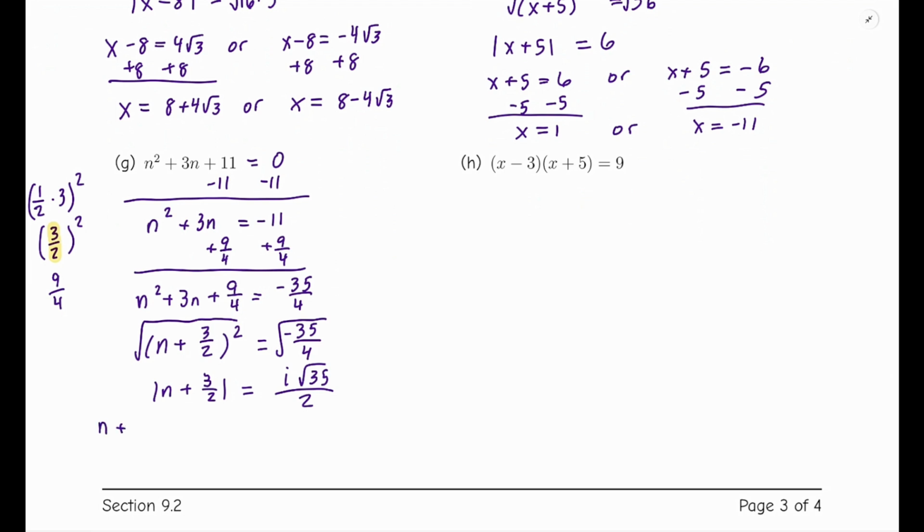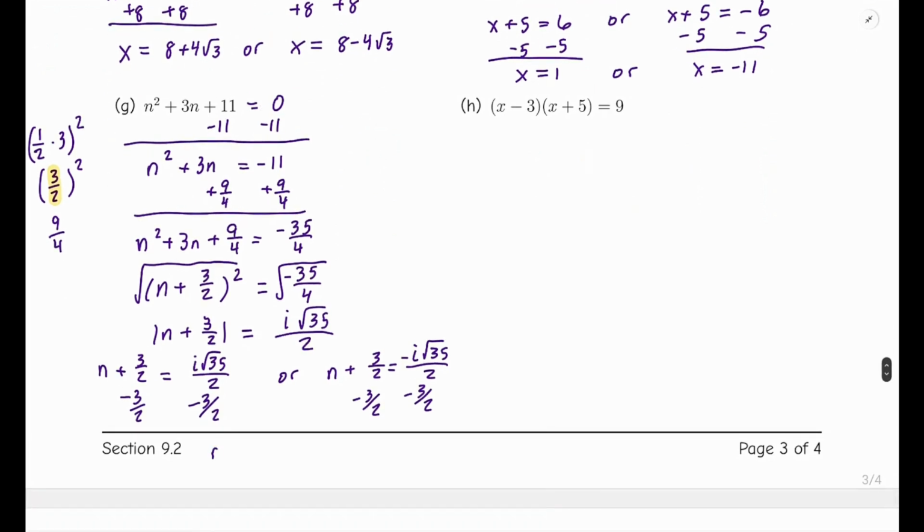So we get n plus 3 halves equals i square root of 35 over 2, or n plus 3 halves equals negative i square root of 35 over 2. Subtract 3 halves from both sides of both equations. Thankfully, the fractions have a common denominator, so our final solutions are n equals negative 3 plus i square root of 35 over 2, or negative 3 minus i square root of 35, all over 2.